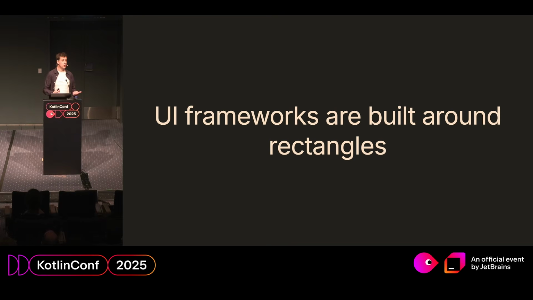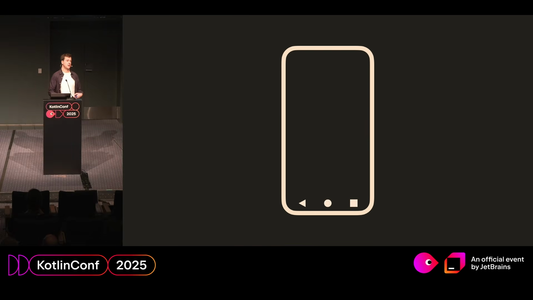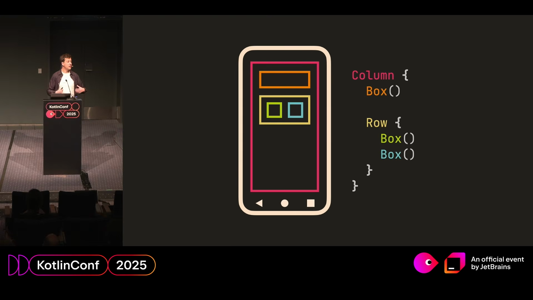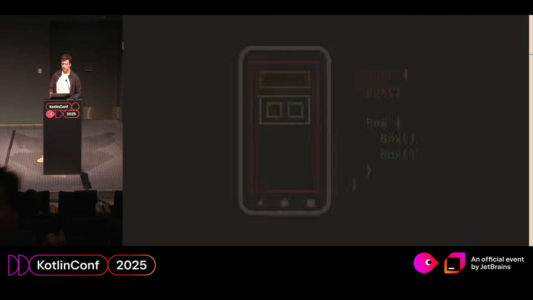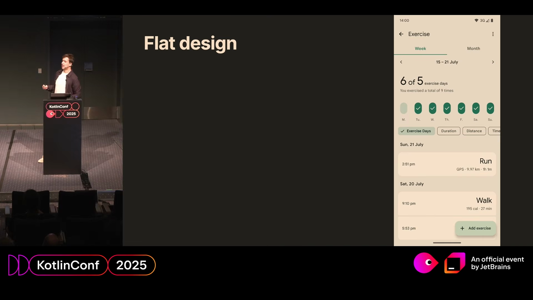Our UI frameworks are built around rectangles. This makes sense. When we think about the device that we start with, it itself is a rectangle. And then our job as developers is often to come up with creative and novel ways to arrange and nest rectangles. That's what we do. And this lends itself very well to what I'm going to call flat design. We'll use the Fitbit app here as a really good example of flat design.